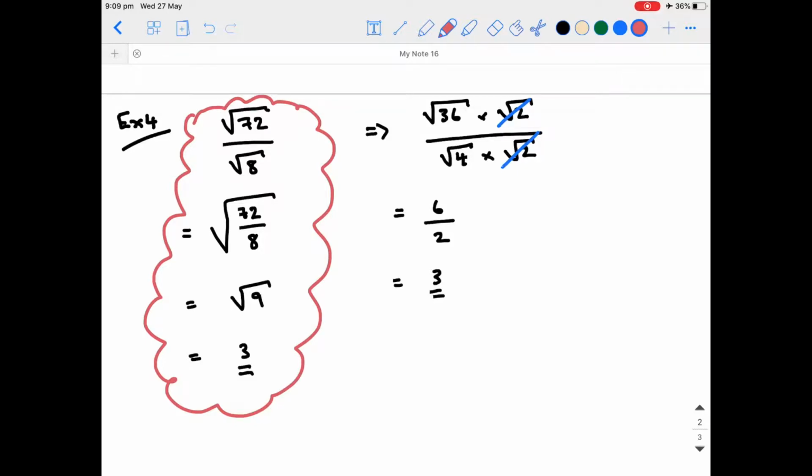However, if you prefer the one on the right, in this situation it works in exactly the same way because it takes you to the same answer.